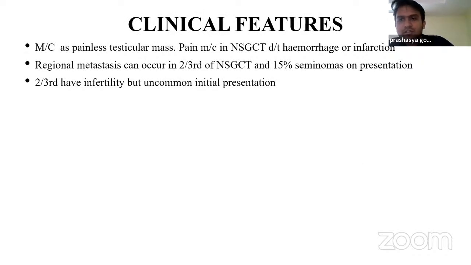Talking about the clinical features, testicular tumors most commonly present as a painless testicular mass. Among the symptoms, pain is present mostly in non-seminomatous tumors, due to hemorrhage or infarction. Regional metastasis can occur in up to 2/3 of patients with non-seminomatous tumors and 15% of seminomas on presentation. 2/3 of patients with testicular tumors have infertility, but it is rarely a cause of initial presentation.